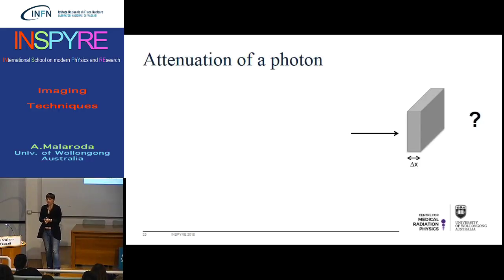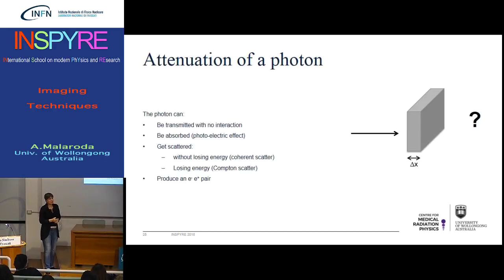The only thing you can say is that it could be transmitted with no interaction. That's one possibility. It could be absorbed by a photoelectric effect, so it's going to disappear. It could get scattered without losing energy or losing energy. And once it gets scattered because it doesn't disappear, maybe after that it can be scattered again if it hasn't exited the material yet, or it could be absorbed by photoelectric effect, or it could just keep going and exit the material.